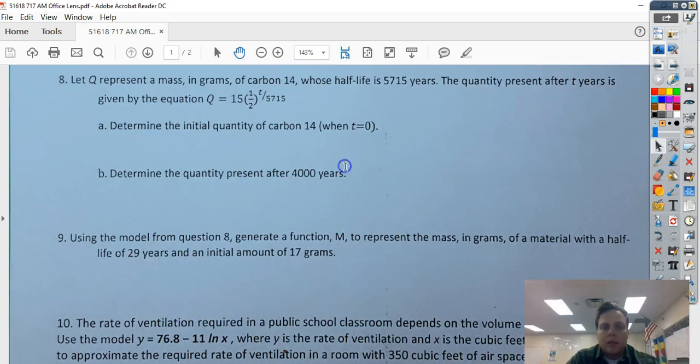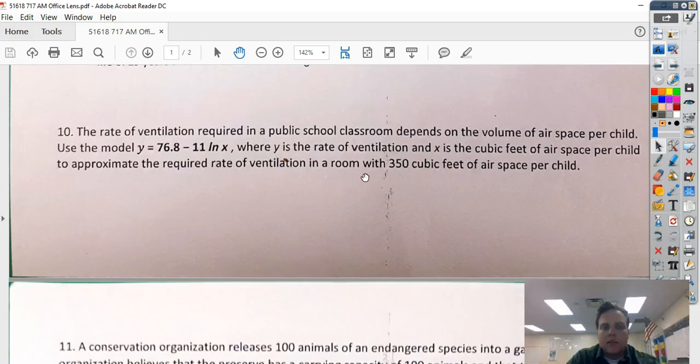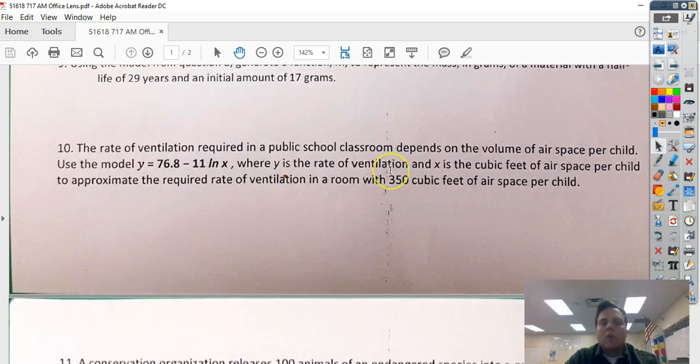Stop. I don't know why it's being weird like this. Okay. The rate of ventilation required in a public school classroom depends on the volume of airspace per child. Use this model where y is the rate of ventilation and x is the cubic feet of airspace per child to approximate the required rate of ventilation in a room with 350 cubic feet of airspace per child. Guys, x is the cubic feet of airspace. It wants me to find the rate of ventilation, so that's y.